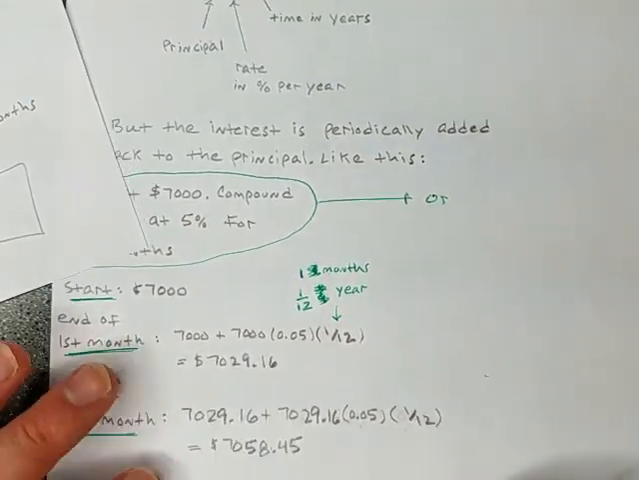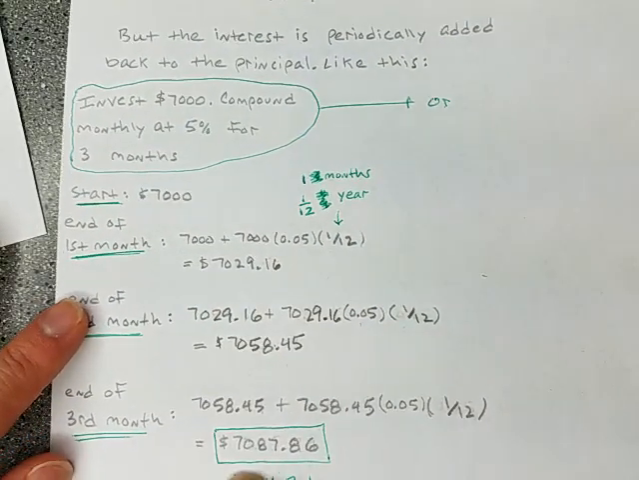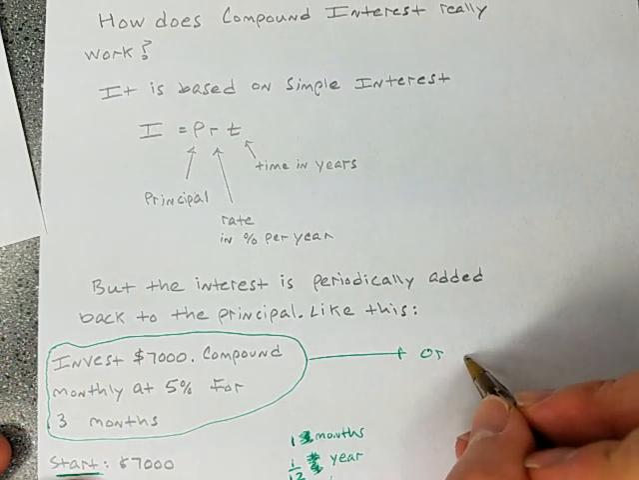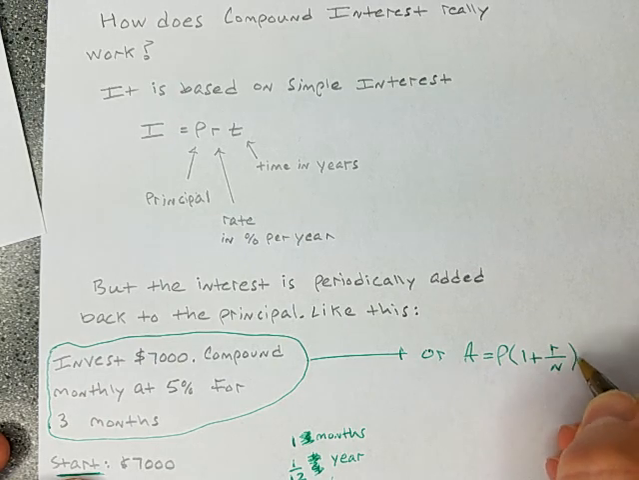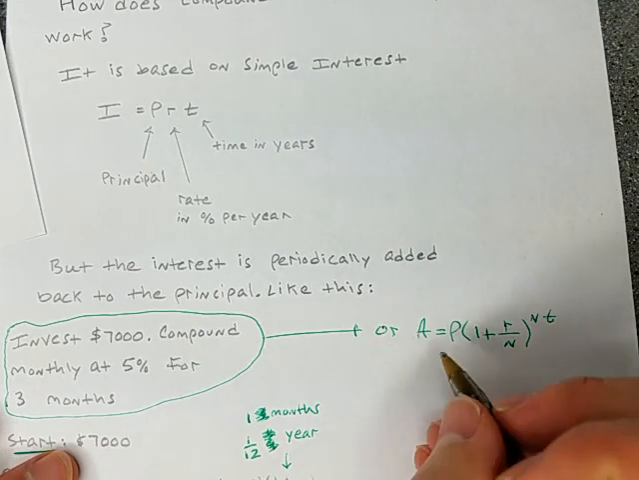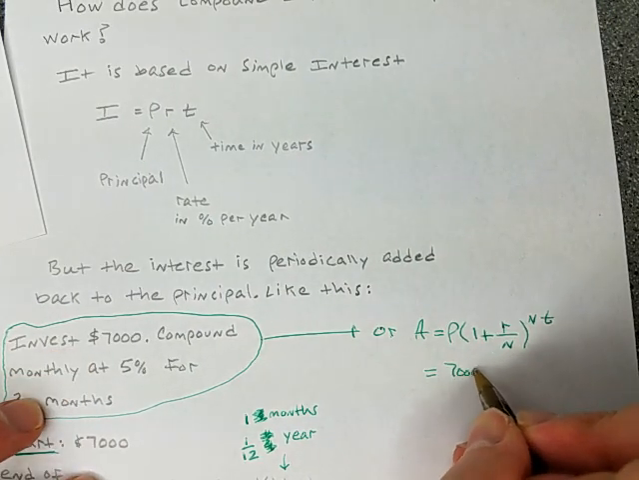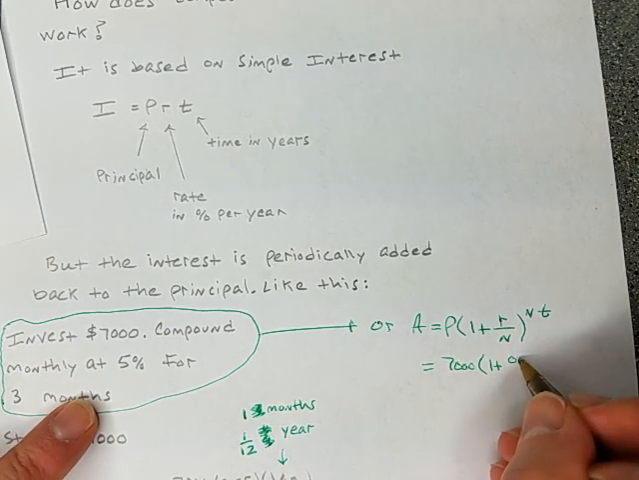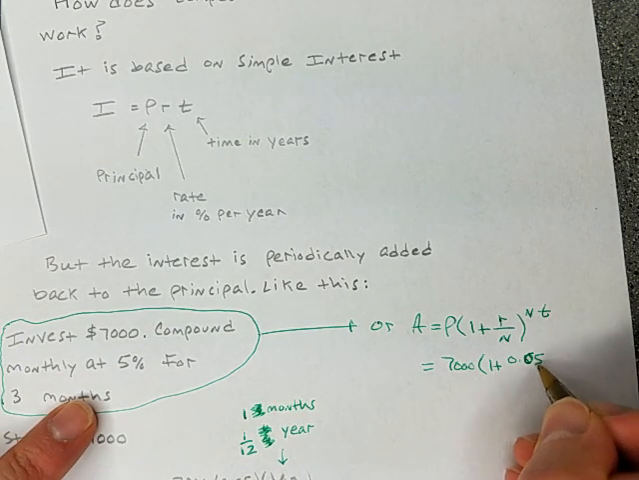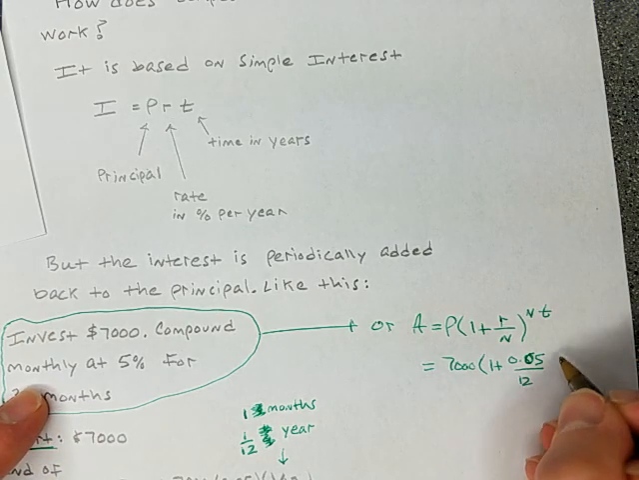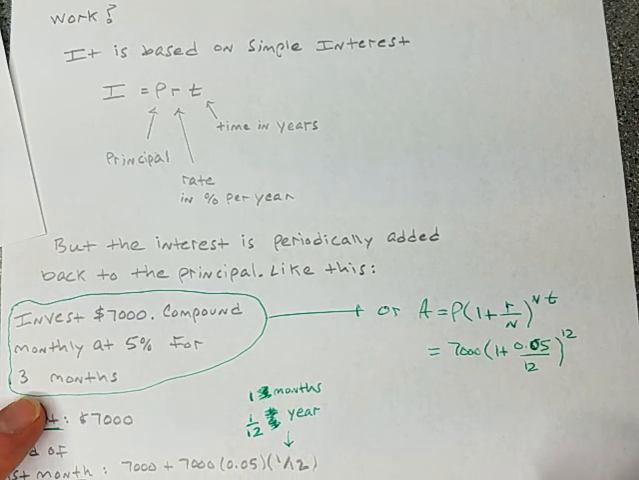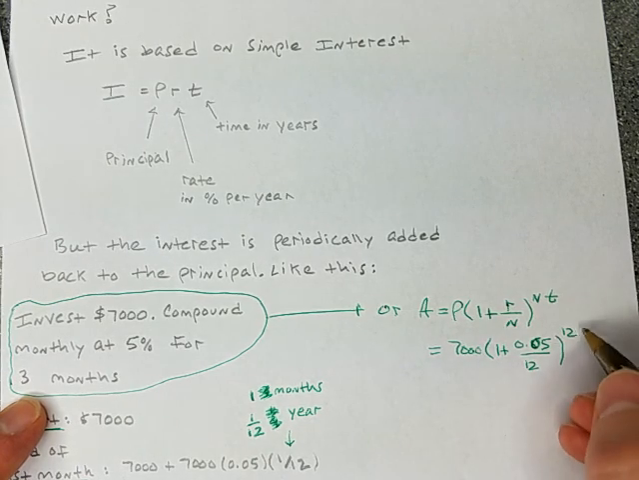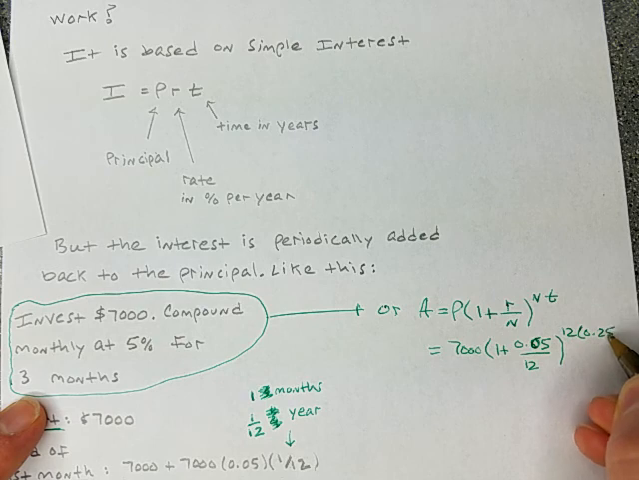Now that you see what it looks like 1 month at a time, can we get there by a formula? So our formula is the amount is the principal times 1 plus r over n to the power nt. In this case, we're investing $7,000. The rate is 5%. We're going to compound monthly, so n is 12. And then what's the time? 3 months is 1/4 of a year. The time is in years in this formula. So we're going to do 0.25 years.